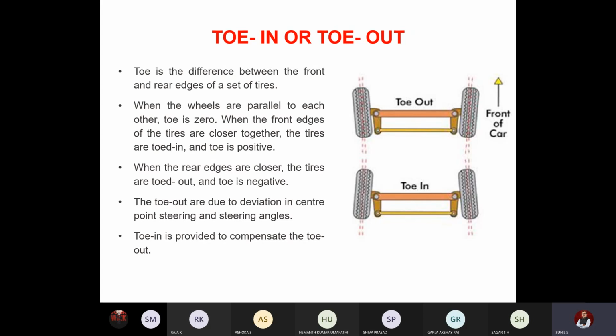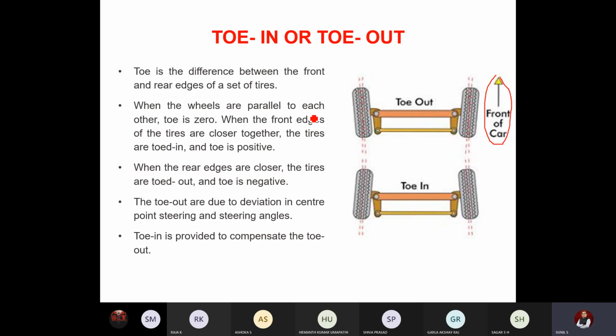Okay. So toe is the difference between the front and rear edges of a set of tires. If you take a set of tires, I've taken here, clearly you can see the front end of the car. Both the tires put together, we call it one set of tires. If you take the rear end, both the tires put together, we call it the other set of tires. Toe is the difference between the front and rear edges of one set of tires.